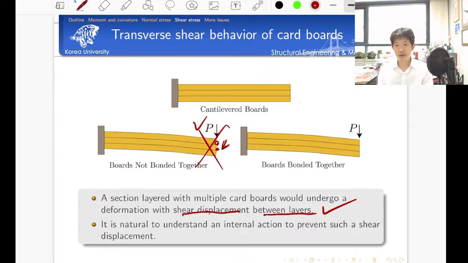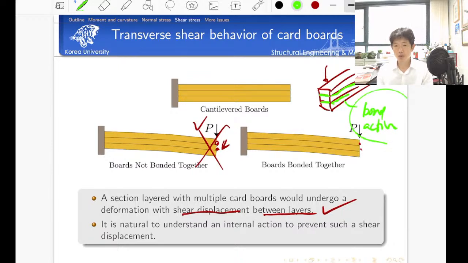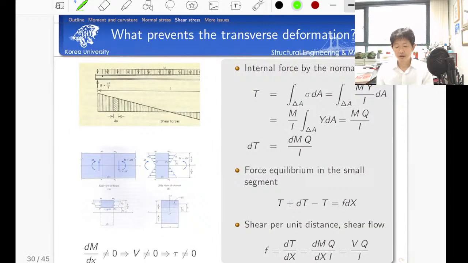Which means it is very natural to imagine that there is a certain kind of bond mechanism between the layers, isn't it? So for example, let's imagine that we have a rectangular cross section here. Then if you apply a load to the end of the beam, which means if you imagine some multiple layers forming these cross sections, there should be some glue action between layers, is it right? So we have some bond action. So let's talk about this bond action today. You understand? Okay.